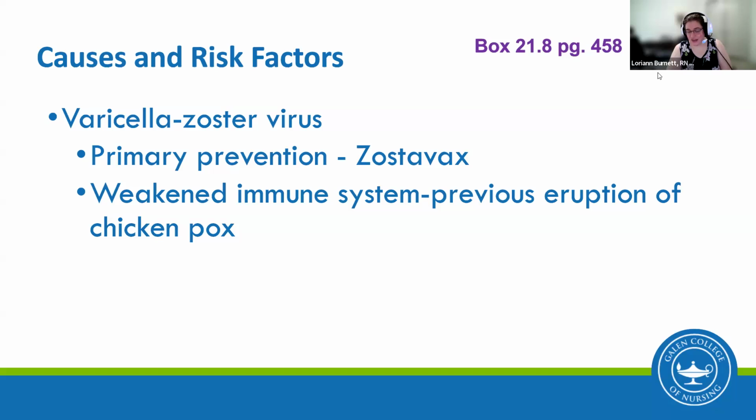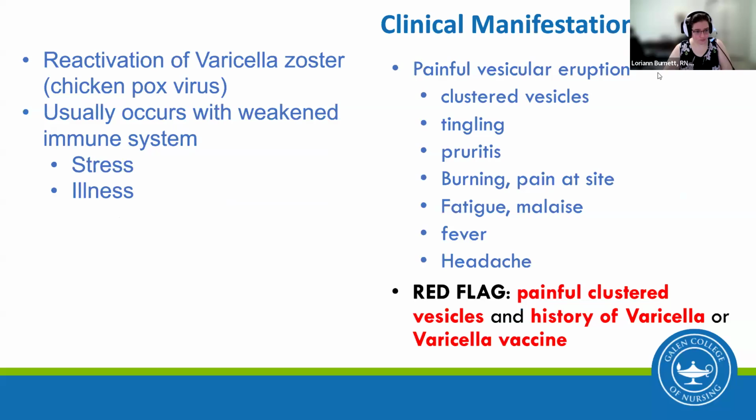The virus reactivates. And this is usually going to happen with a weakened immune system. It usually occurs again with stress or some sort of illness. They tend to be painful vesicle eruptions, and vesicles are going to be fluid-filled small bumps that kind of pop or ooze when you mess with them, kind of like our mosquito bites. They're going to be clustered. They usually are reported by having tingling, burning, or pain. We're going to have itching around there. We're going to also have fatigue, malaise, and fever, and a lot of times headache.